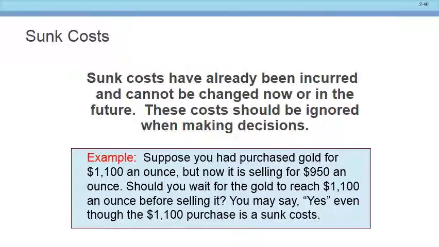Sunk cost is amounts that you've already spent, and they are not relevant to your decision. For example, same scenario. A Hollywood director comes up to you and says, "I want you to star in my movie. I'm going to pay you $10 million." You would not say, "Oh, no, I can't take that because I've already spent $8,000 on my education. I only have one year left to go before I finish my education, and I don't want to lose that $8,000 that I've spent."